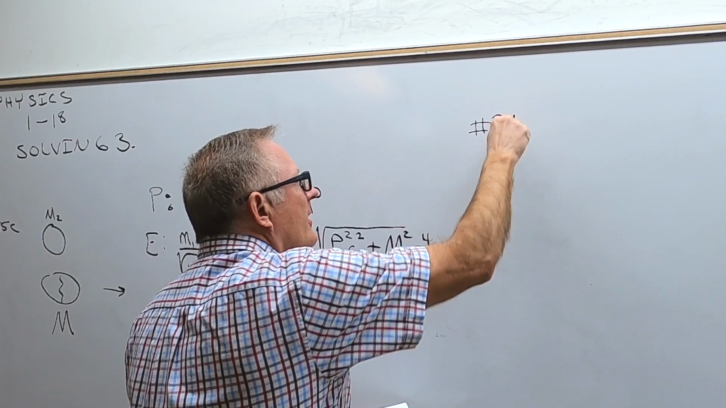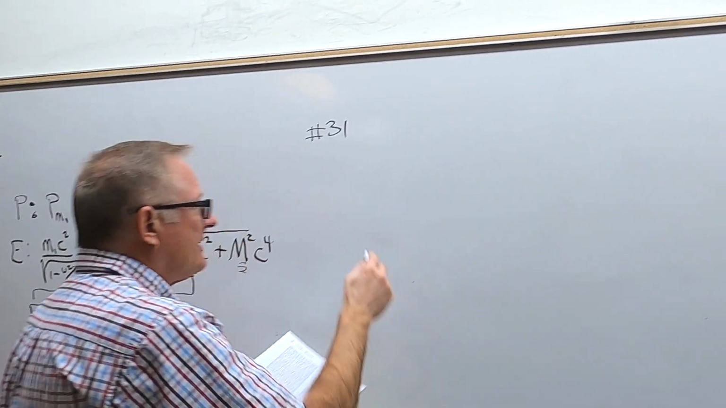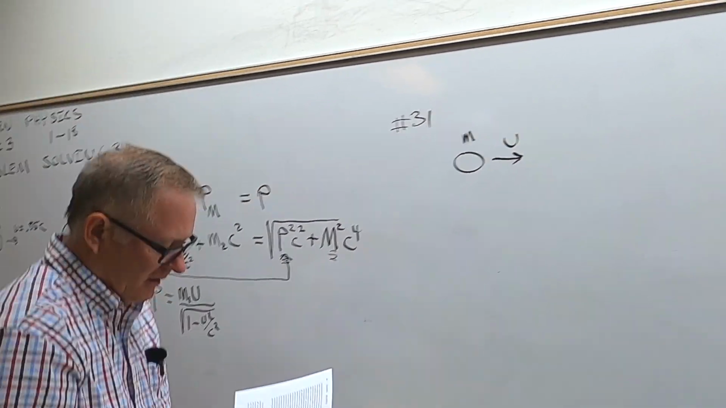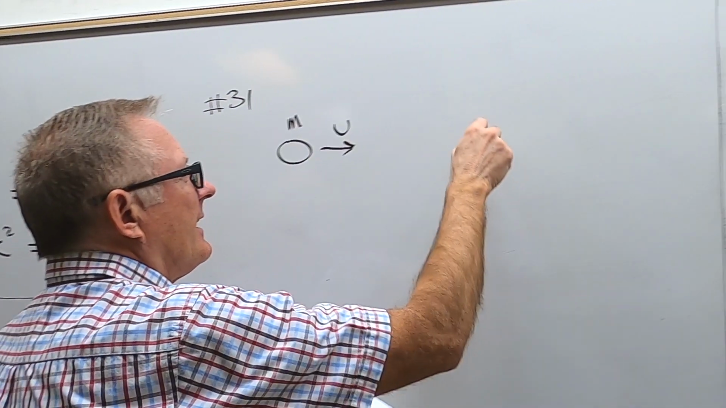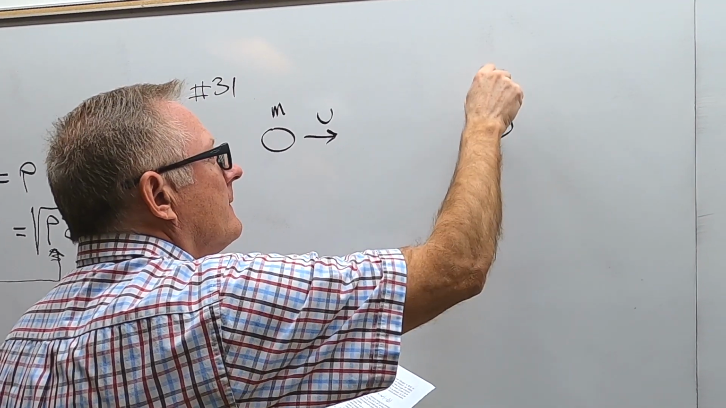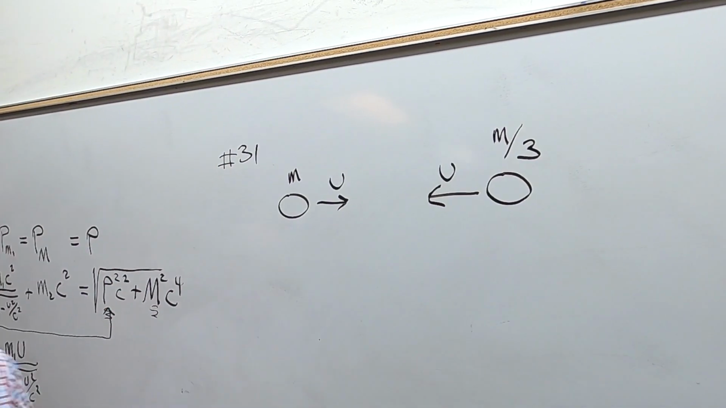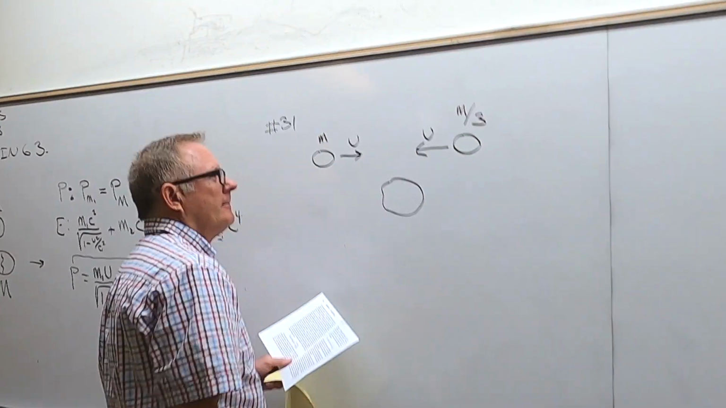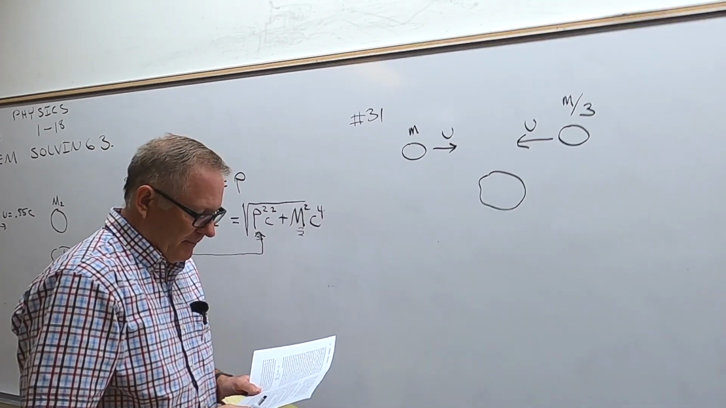Number 31. They say a particle of mass m moving with a velocity u, at least now they're using just variables, m moving with a velocity u, collides and sticks to a particle of m over 3 moving in the other direction. So this particle m over 3 is moving this way with also a velocity u, or speed u, right here. Then they stick together. Now when they stick together, again, the mass is not going to be 4/3 m, right here.